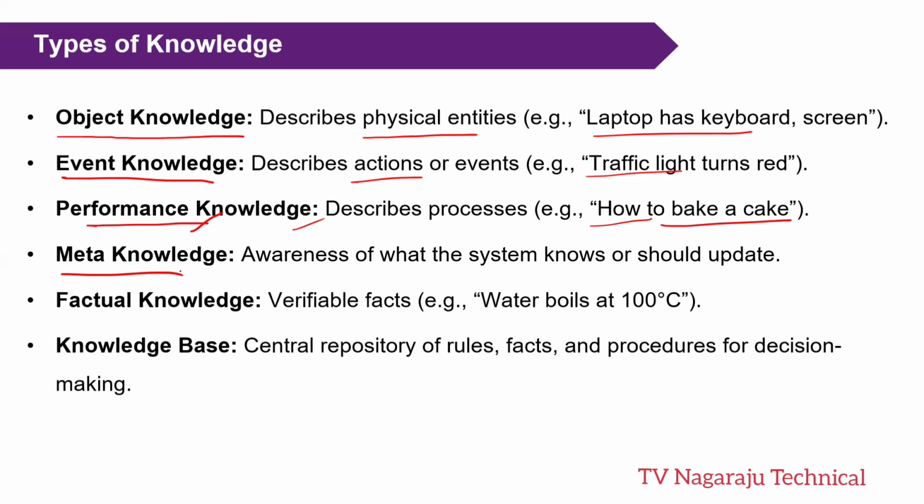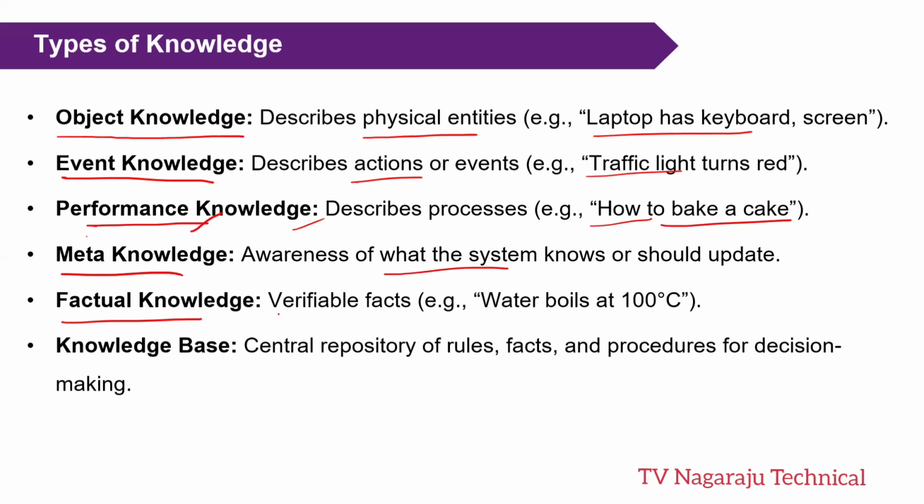Meta knowledge is the knowledge about what the system knows, that is, understanding when to update the knowledge base, or determining which information is the most useful for performing some operation.